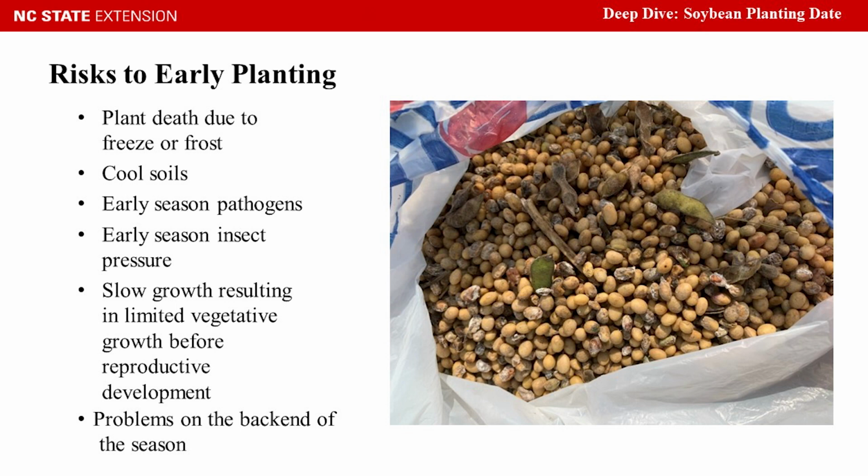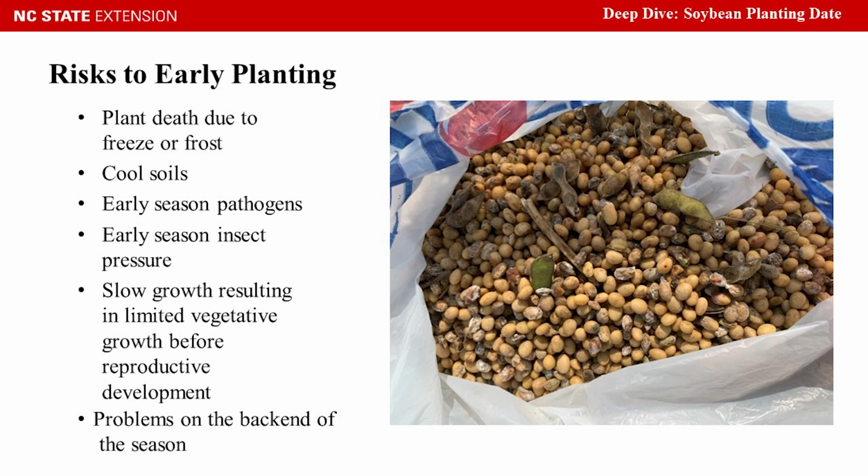Cool soils, which someone mentioned, can synergize other issues. Wes is in the back. We've seen, planted early, slow metabolism of the herbicide when the soils are cool. That can synergize herbicide injury, for example. Early season pathogens, somebody talked about that. That's why our recommendation now, based on updated research, is you have to have a fungicidal seed treatment on the seed when you're planting before mid-May to protect against early season pathogens.